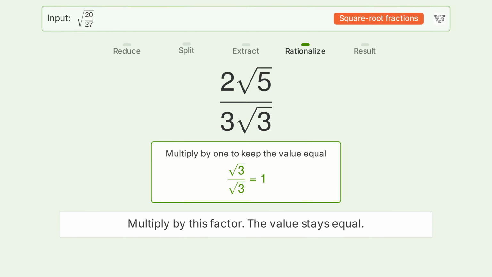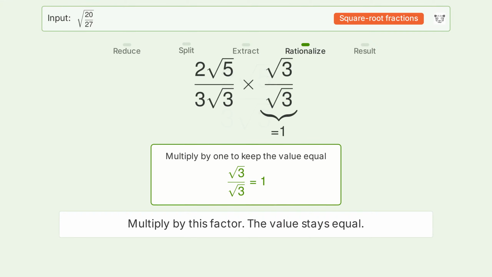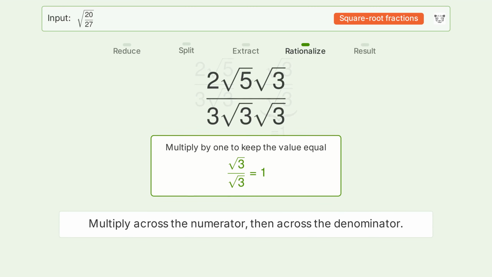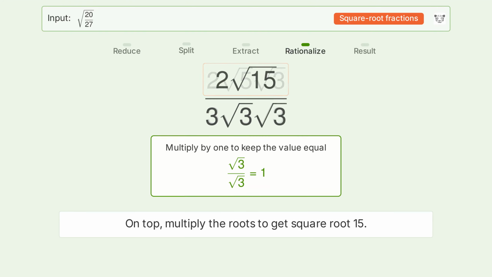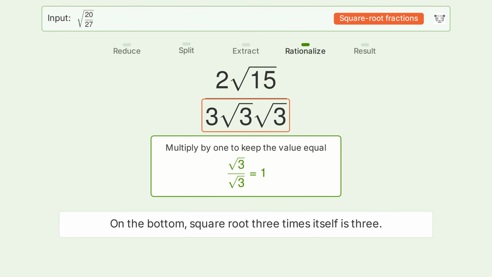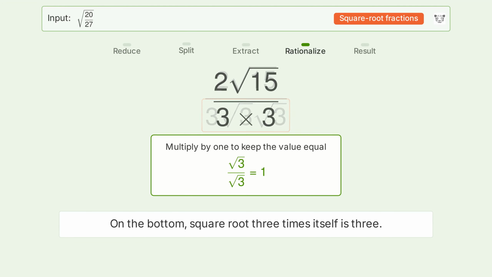Multiply by this factor. The value stays equal. Multiply across the numerator, then across the denominator. On top, multiply the roots to get square root 15. On the bottom, square root 3 times itself is 3.